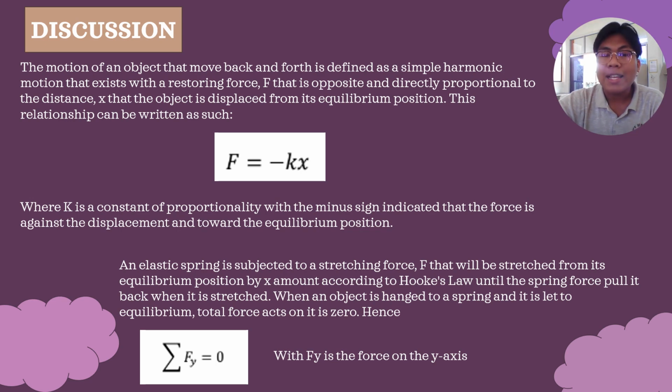An elastic spring subject to a stretching force F will be stretched from the equilibrium position by x amount according to Hooke's law, until the spring force pulls it back when it is stretched. When an object hangs from the spring and is at equilibrium, the total force acting on it is zero, hence Fy, the force on the y-axis.